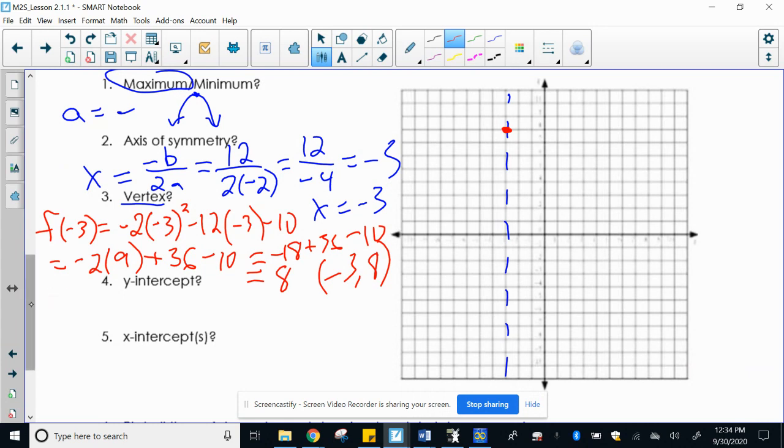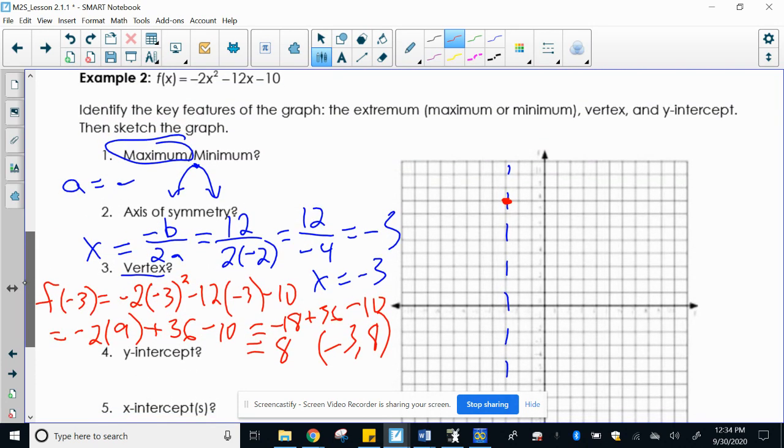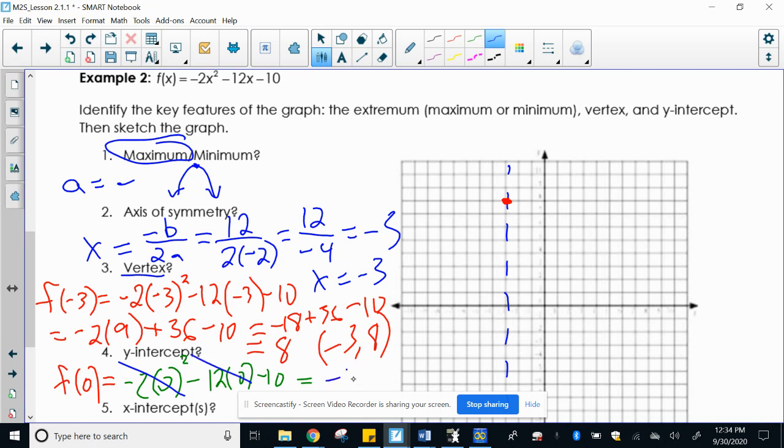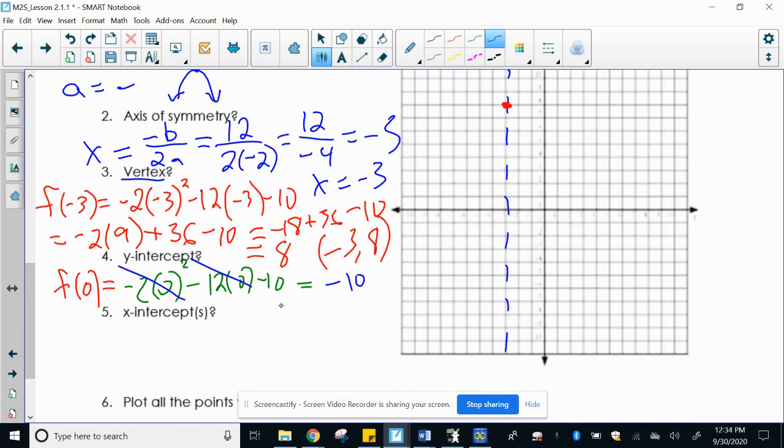Y-intercept. Remember, we put in 0 for x and see what we get for y. So f of 0 equals negative 2 times 0 squared minus 12 times 0 minus 10. The zeros are going to cancel out some pieces in here. We're left with negative 10. So the y-intercept is 0, negative 10. Let's plot that. We start at 0 and count down 10. 1, 2, 3, 4, 5, 6, 7, 8, 9, 10.